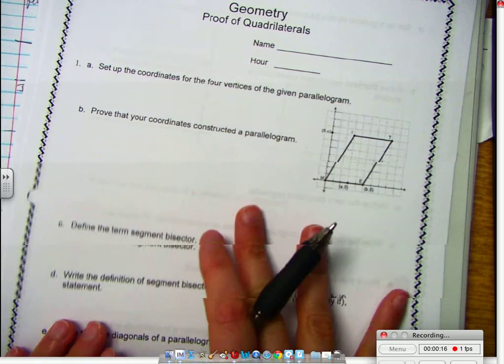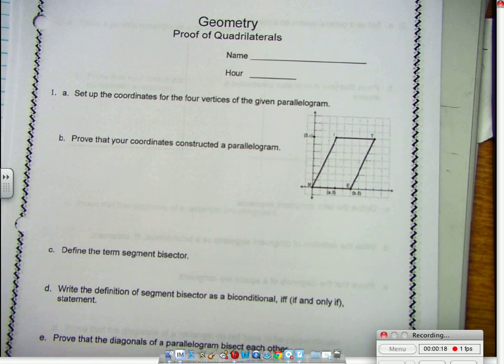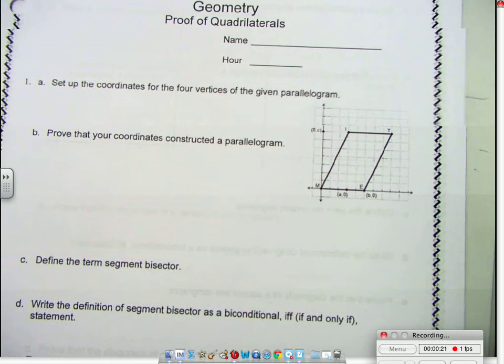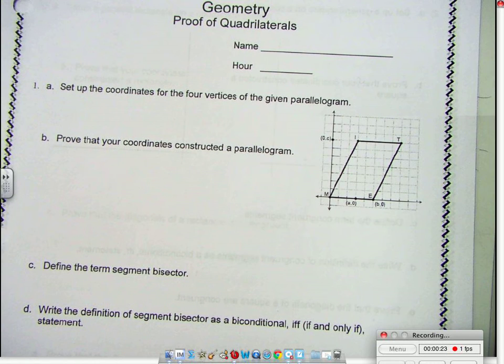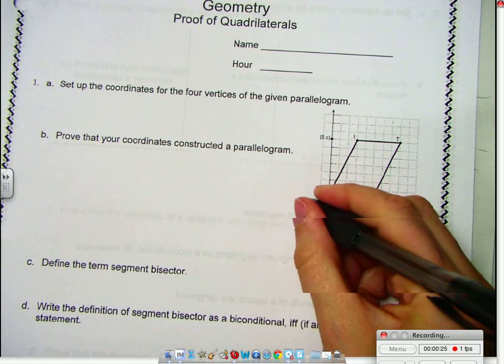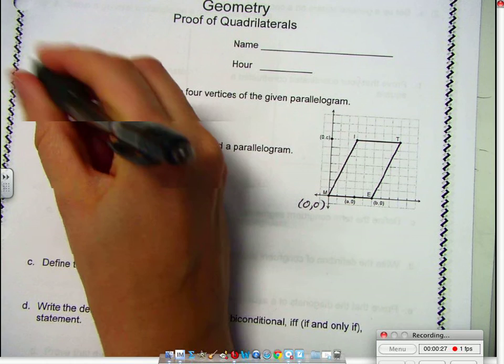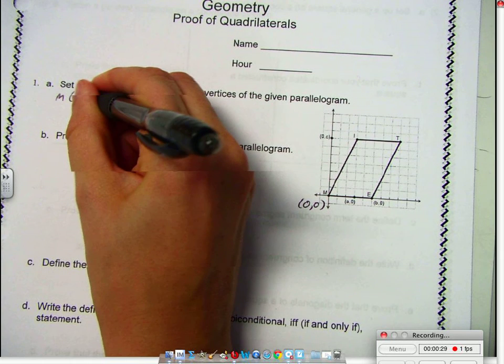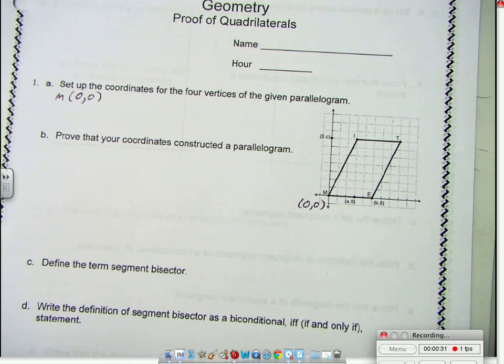All right, first we're going to set up the coordinates for the parallelogram. Let me zoom in a little bit. Okay, so we have M. M is (0, 0). That is the only number we're going to use is 0. The rest are going to be letters because we want to generalize.